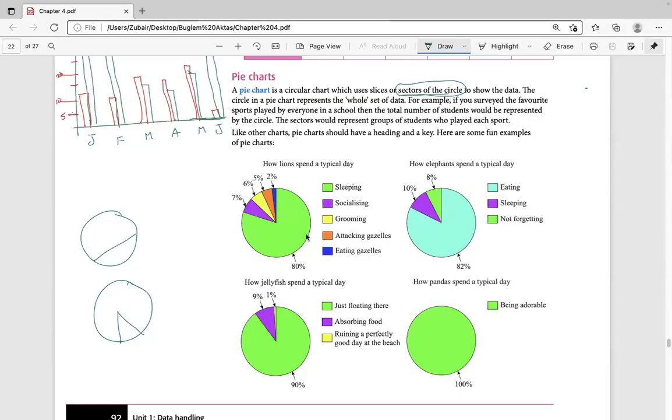So if I just look at this chart, this color scheme and this size gives me a very good impression that he spends most of the time sleeping, even if I don't look at the exact values. And if this diagram would have been for the flavors of ice cream, I would exactly know where I need to invest. How elephants spend a typical day: eating, sleeping, not forgetting, and so on. Okay, now this is how pandas spend their typical day, being adorable all the time.